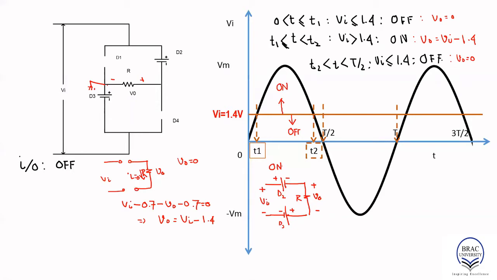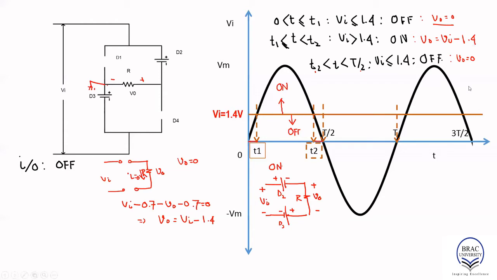So if we try to draw the input-output relationship for the positive half cycle, from 0 to T1, V0 is equal to 0. So from 0 to T1, we draw V0 equal to 0. Again, from T2 to T by 2, V0 is equal to 0. Now we need to draw between T1 and T2. Between T1 and T2, V0 is equal to Vi minus 1.4.